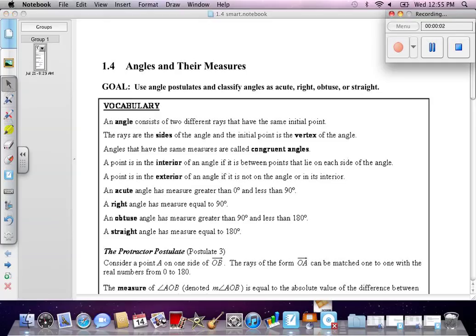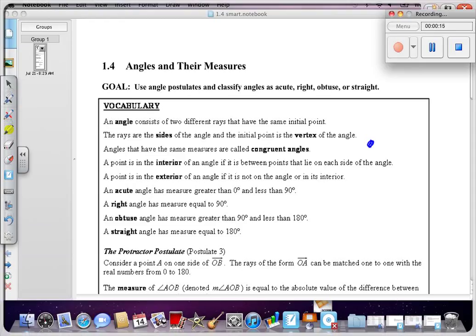All right, ladies and gentlemen, we're looking at 1.4, angles and their measures. An angle consists of two different rays that have the same initial point. Here's my initial point, and here are two rays. Two rays with the same initial point form an angle. The rays are the sides of the angle, and the initial point is also called the vertex.